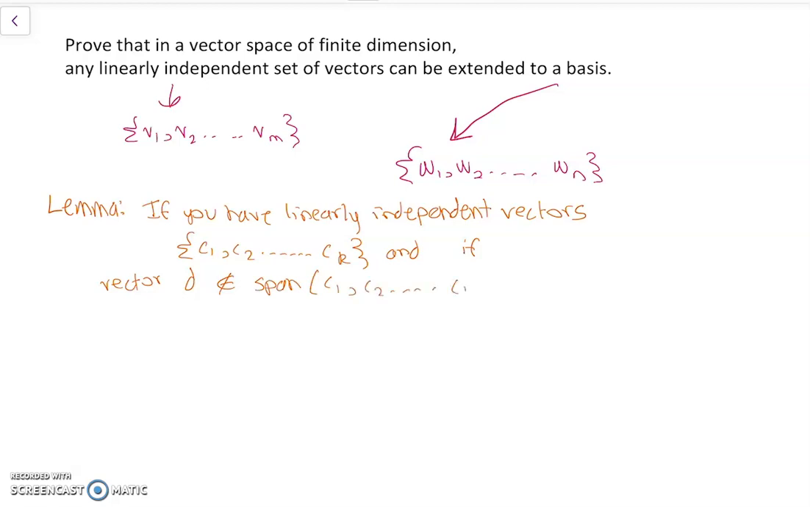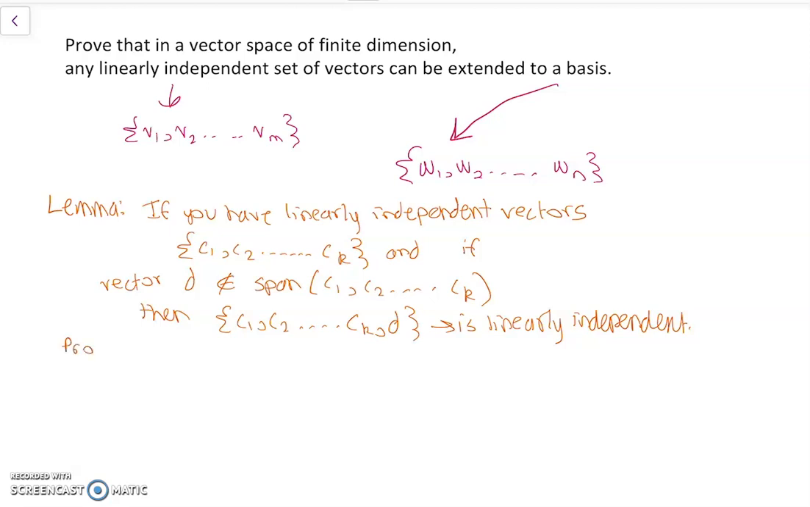If you have a vector d that's not in the span of the c's, then if you take a set where you add the vector d to the c's, this is also linearly independent. Okay, so what it's saying is, if you have a linearly independent set of vectors of the c's and you add a vector that's not in the span of the c's, then by adding that vector, the set is still linearly independent. And the proof of the lemma.